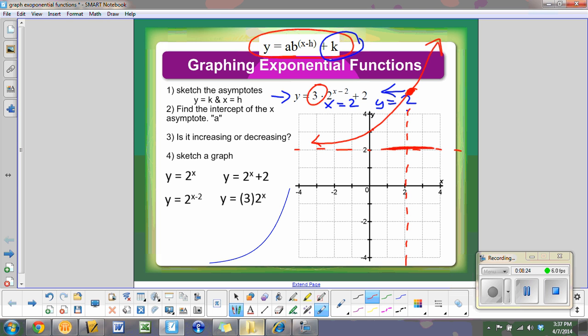And that's it. So 3 parts that you need to look at. And here I wrote these down for you. So sketch the asymptotes, y equals k and x equals h. Find the intercept for x is a. And then is it increasing or decreasing? All the ones we just did are increasing. We're going to talk about decreasing in just a minute. And then you just sketch your graph.